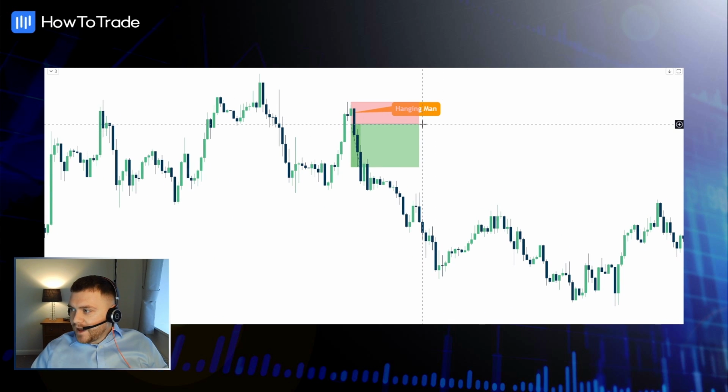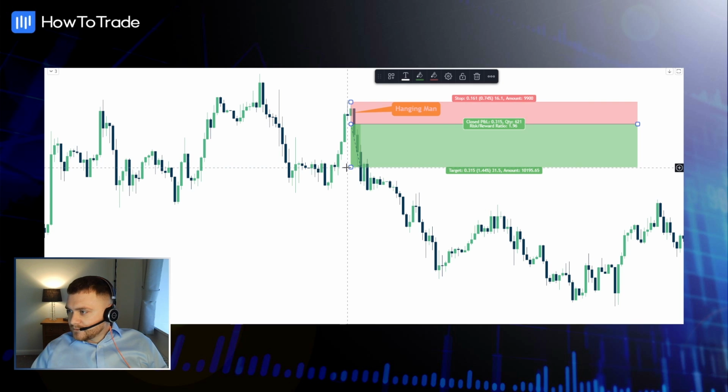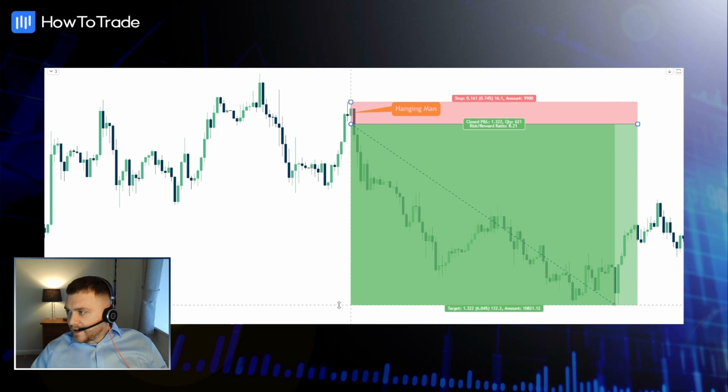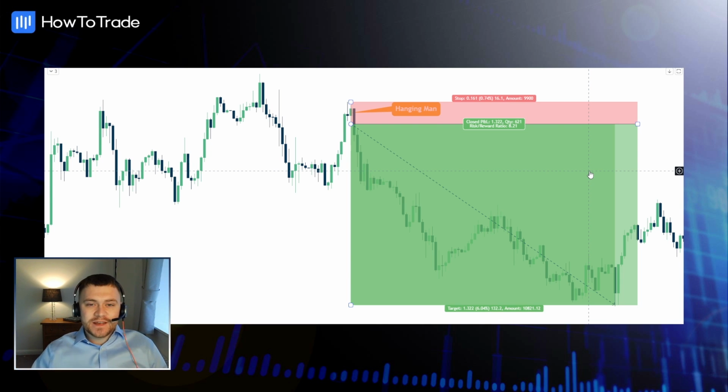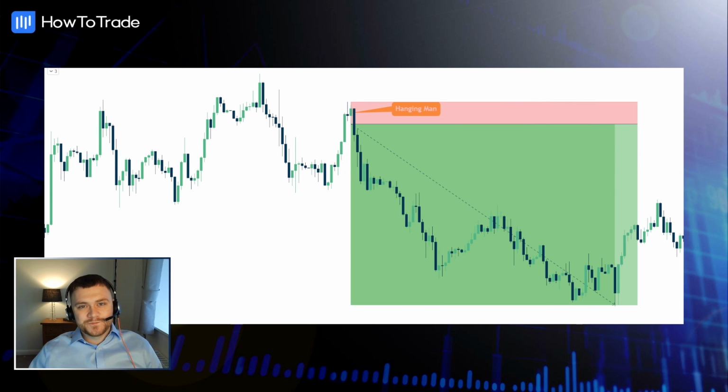And you can see that from there, we managed to have a fantastic 8.2 risk reward trade. And that's just from one formation of a candlestick, which is a fantastic way we can use that hanging man in this example.